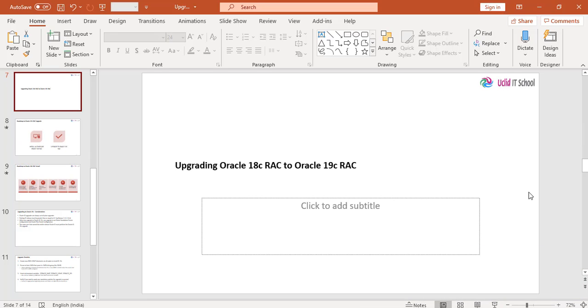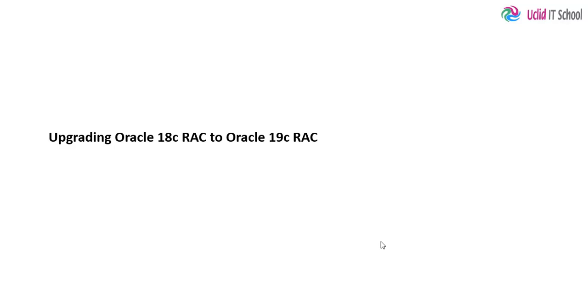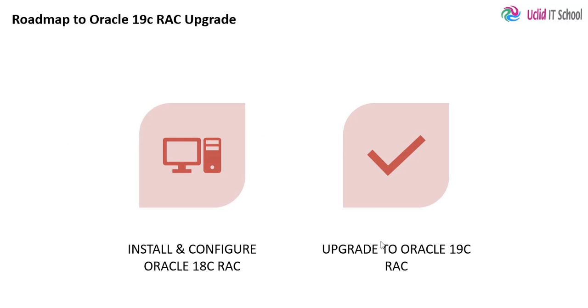In this class, we will learn how to upgrade an Oracle 18c RAC to Oracle 19c RAC. So let us see the roadmap to upgrading to Oracle 19c RAC. First step is we need to install and configure Oracle 18c RAC. Then in the second step, we'll upgrade this to Oracle 19c RAC. So this is the roadmap.